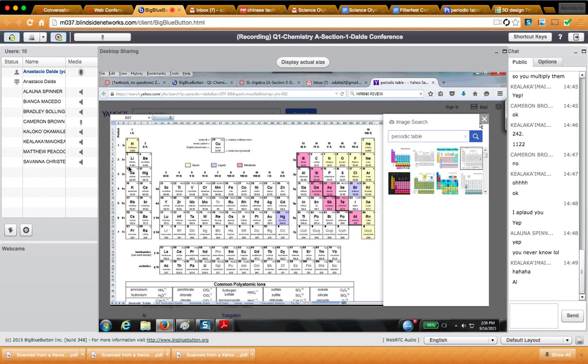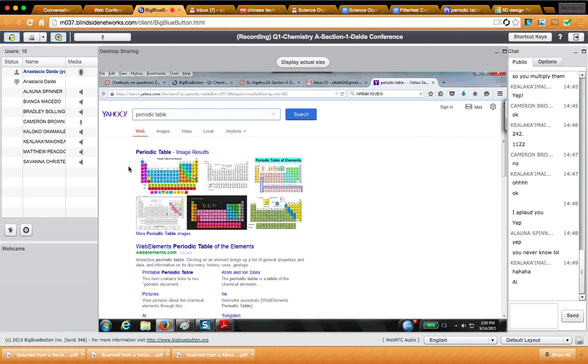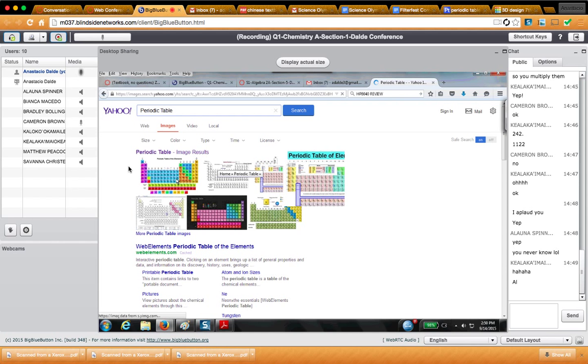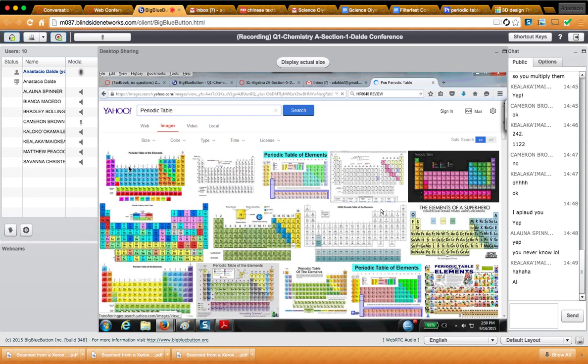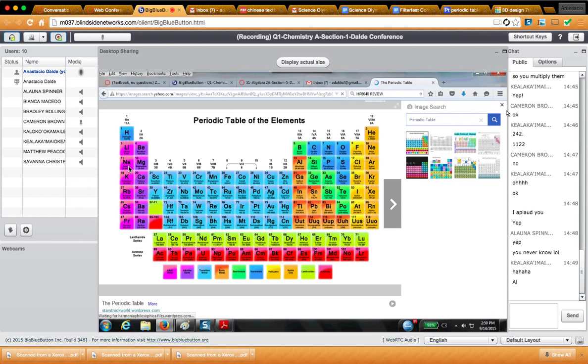Can I click on a bigger periodic table? Oh, Yahoo. You're such a Yahoo. What does it say? Let me just view the image. Obviously, I'm not a fan of Yahoo.